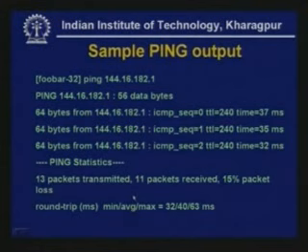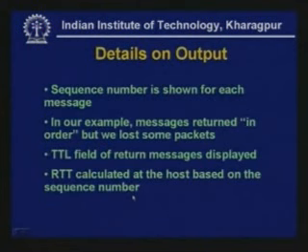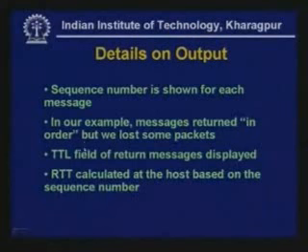So, this is one answer, and some details on the output. Sequence number is shown for each message. In our example, messages returned in order, but we lost some packets. The returned messages may be out of order also. The TTL field of the return message is displayed, and round trip time is calculated at the host based on the sequence number.